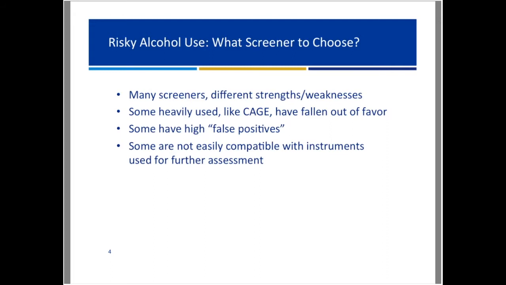This is a confusing area because there are many different alcohol use screeners out there, and they all have different strengths and weaknesses, so it can be quite a conundrum and a challenge to figure out which one to use. Some instruments that have been used for a long time and have been promoted, like the CAGE, have recently fallen out of favor. And others might be out there that have false positives at an inordinately high rate, and some are not compatible with instruments that are used for further assessment. So if you have a positive screen, it's not readily apparent what you should do to follow up on that positive screen.